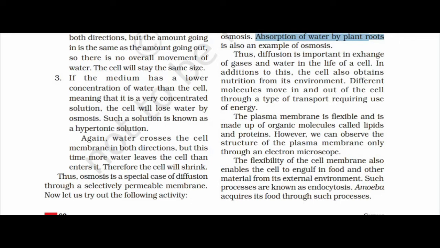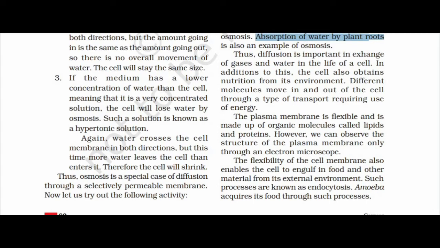Thus, diffusion is important in exchange of gases and water in the life of a cell. In addition to this, the cell also obtains nutrition from its environment. Different molecules move in and out of the cell through a type of transport requiring use of energy. The plasma membrane is flexible and is made up of organic molecules called lipids and proteins.